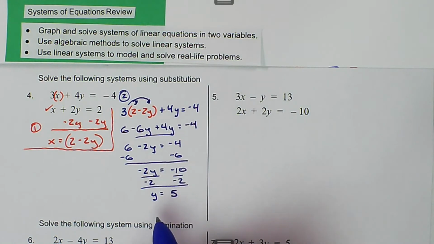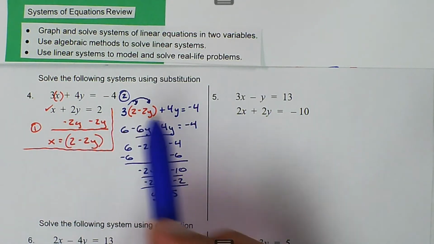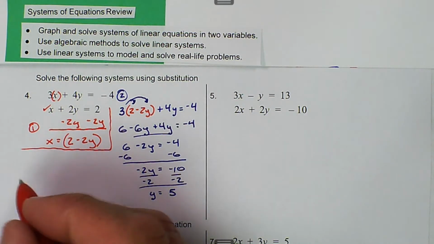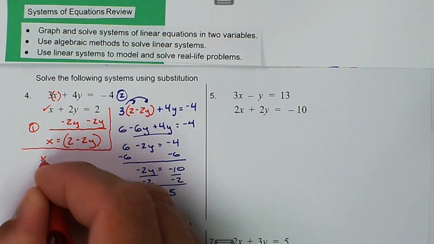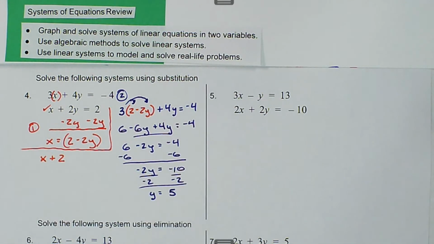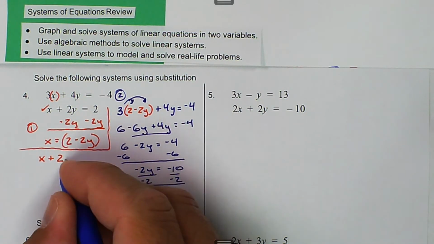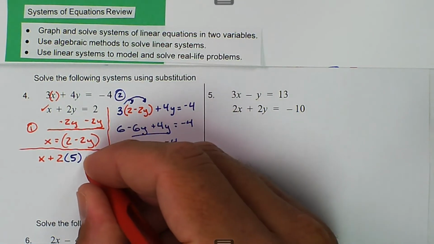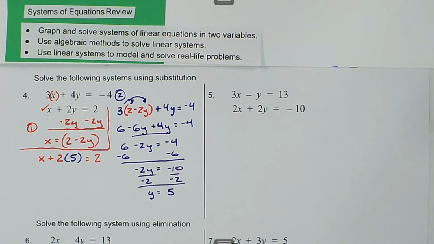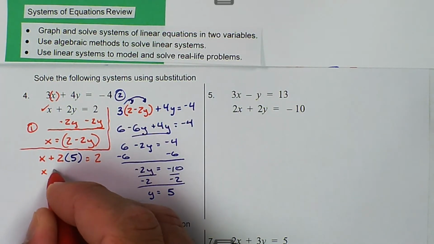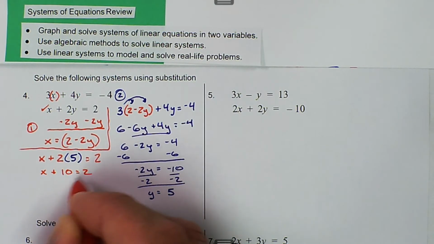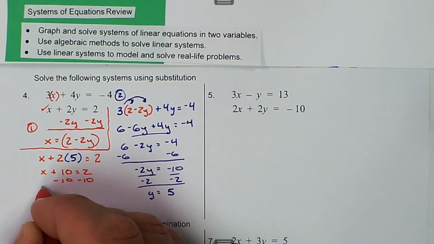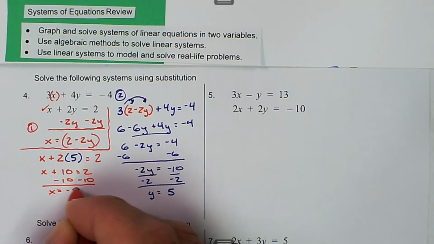Now we got to take step 3, and we can take our variable here and we're going to substitute it into the bottom equation. So we know we have x plus 2, and then we know that our y is equal to 5. That's what we just calculated. And then that's equal to 2. So then we have x plus 10 equals 2. Subtract 10. And then we get x is equal to negative 8.